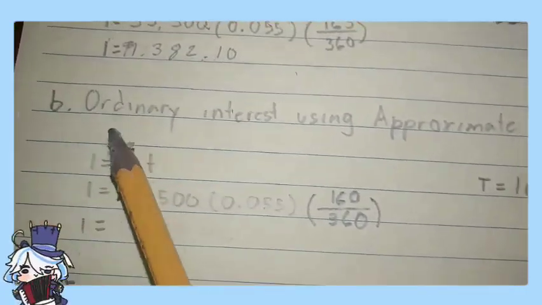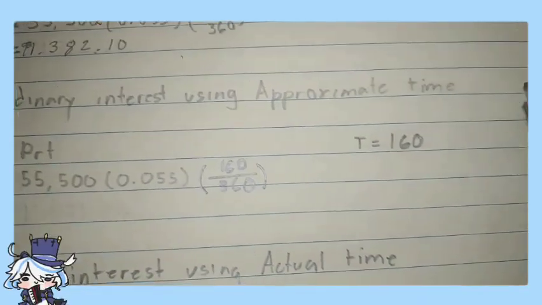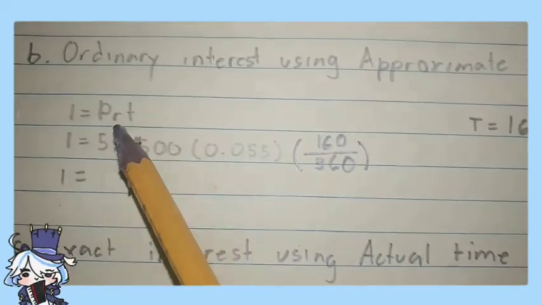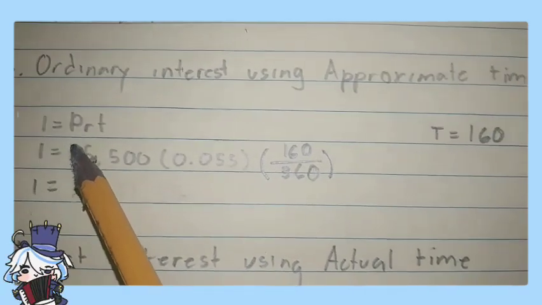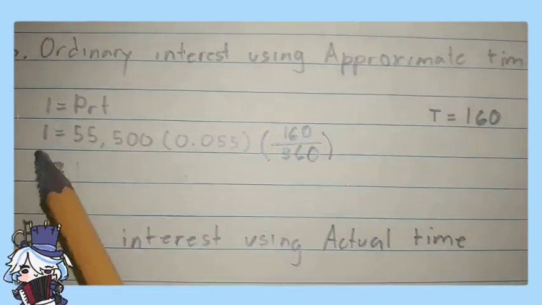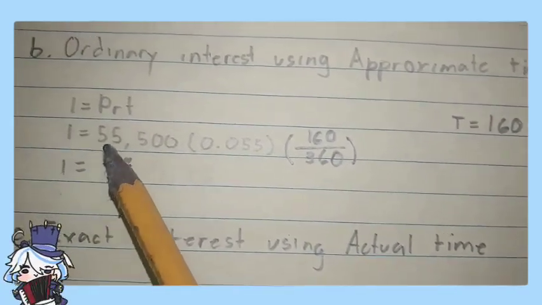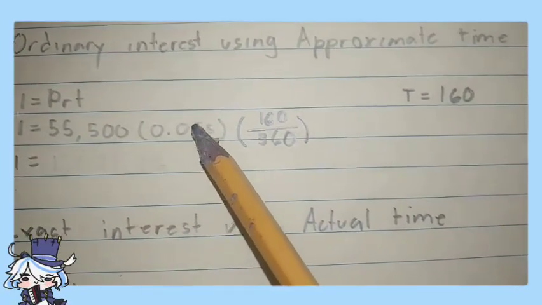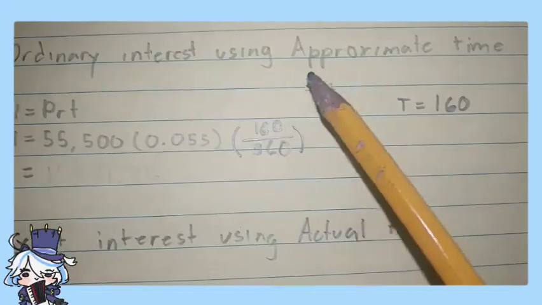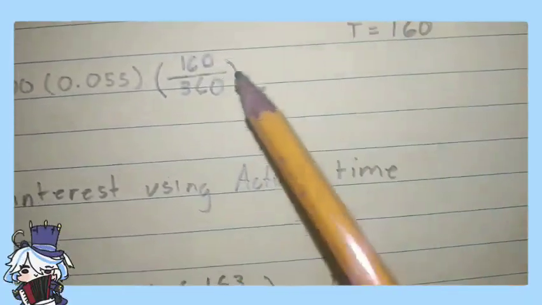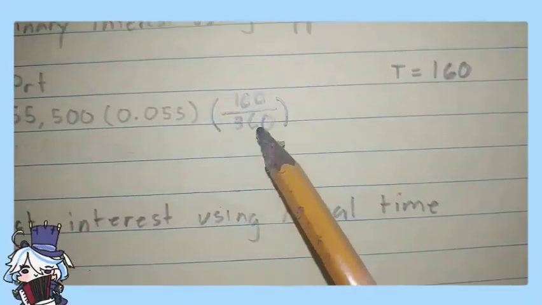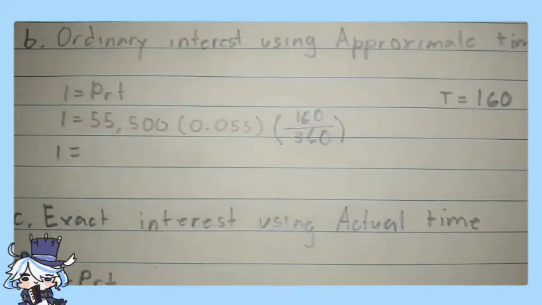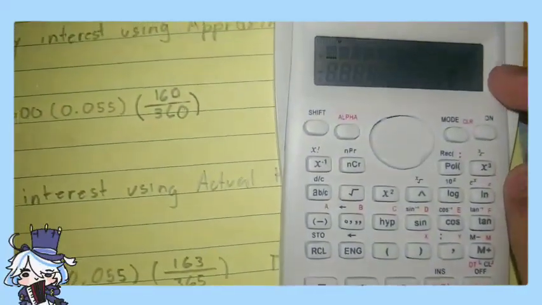Now let's find ordinary interest using approximate time. Now our t is equals to 160. So that means I is equals to PRT. I is equals to 55,500 open parenthesis 0.055 close parenthesis open parenthesis 160 divided by 360 close parenthesis. So we're gonna do that again.